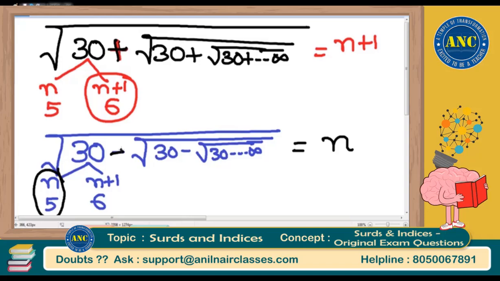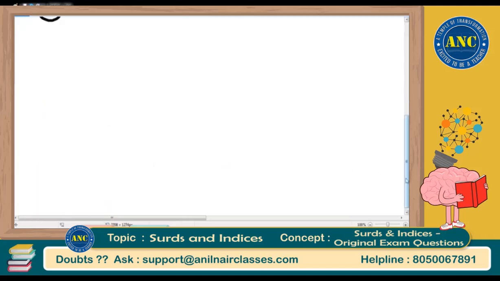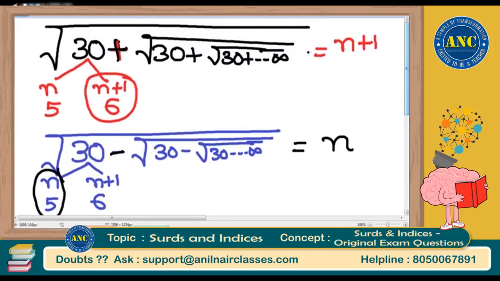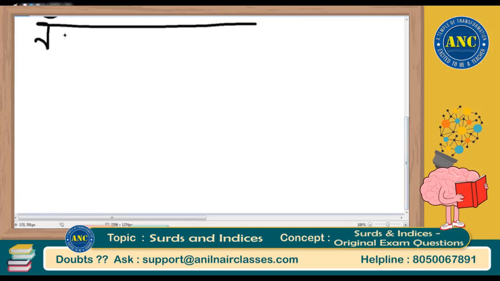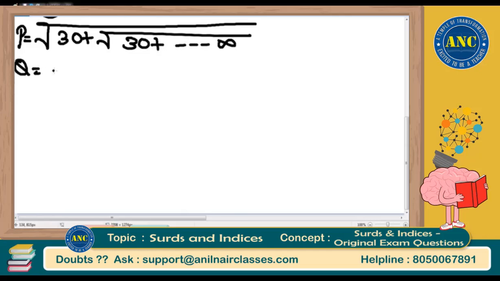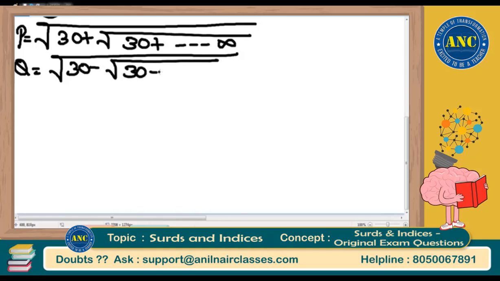Suppose for example, I will combine these two questions. You know how to solve those two questions individually. Suppose, for example, directly in your examination, you want to solve questions like this, sir. Suppose the question is: if P is nothing but root 30 plus etc. till infinity, and Q is nothing but root 30 minus etc. till infinity, find the value of P minus Q.